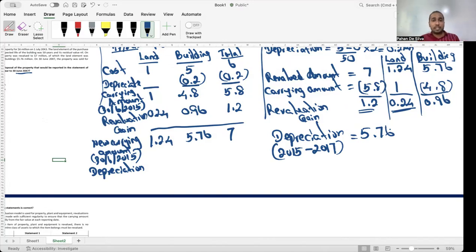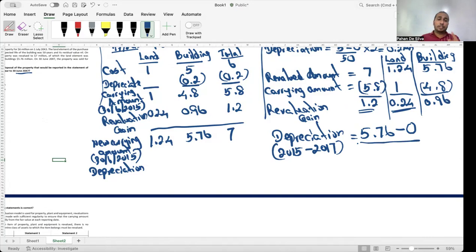We discussed those things in our theoretical sessions. Okay, please refresh your knowledge on theoretical sessions. So after that, instead of cost, we are taking the revalued amount. From this revalued amount, we have to deduct the residual amount. In the question, there is no residual amount. So this depreciable amount is the revalued amount minus the residual amount.